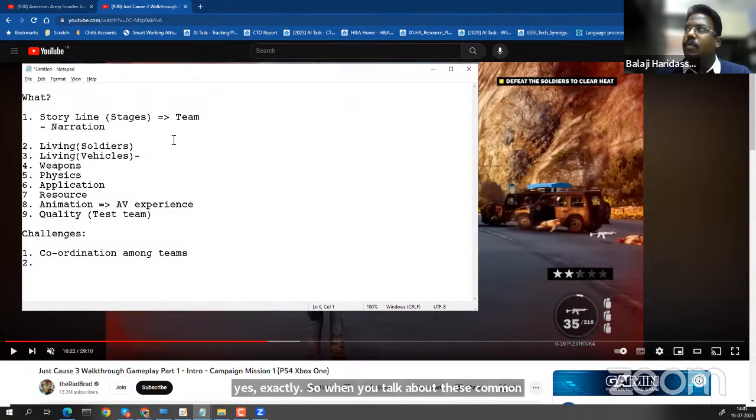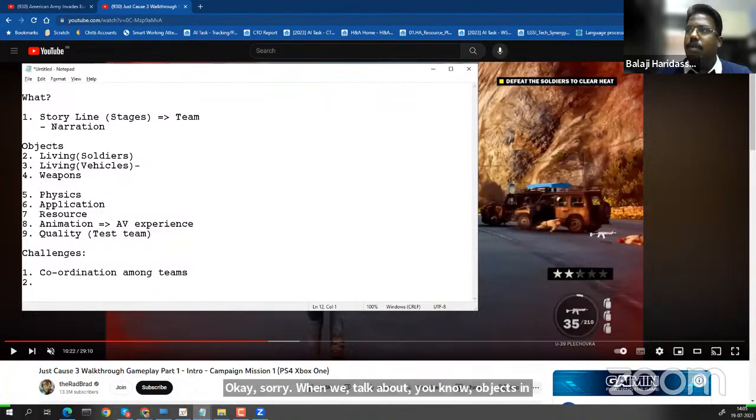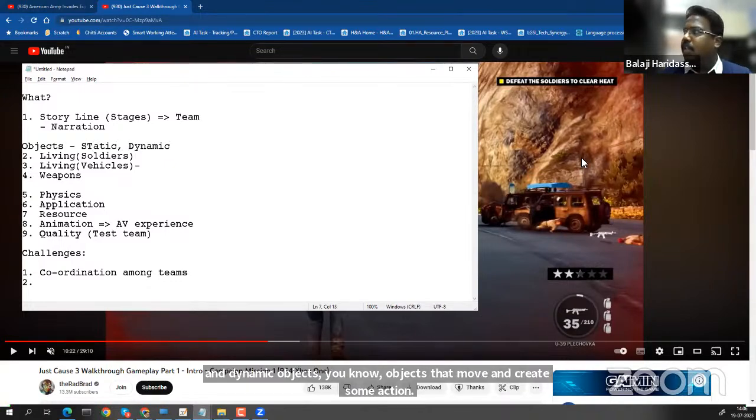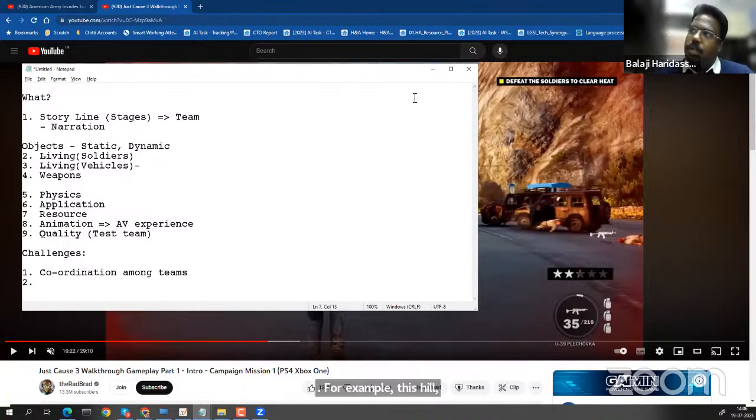So when we talk about objects in general, like living things and weapons, these objects could be of two types: static objects and dynamic objects. Objects that move and create some action are dynamic objects. Objects that are static, for example this hill and the plants, which are not moving. So we have to focus more on the dynamic objects.